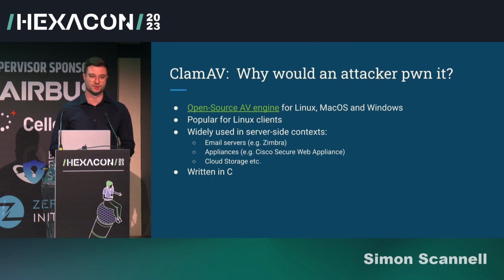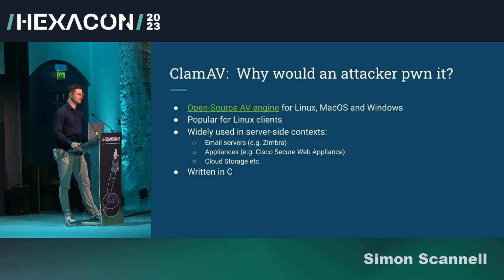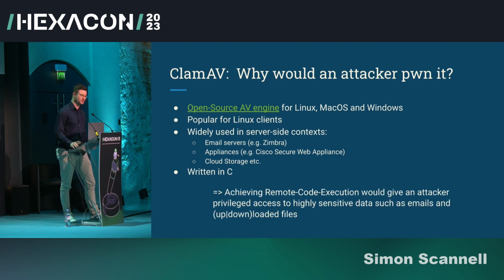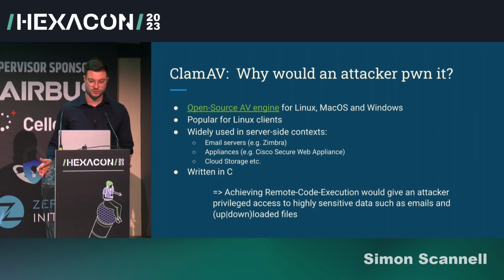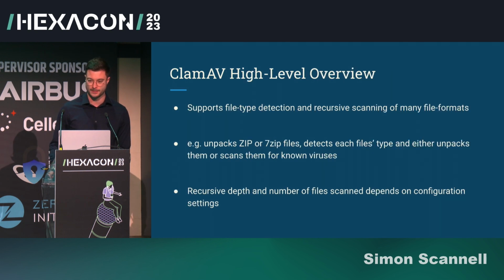And then it's also used in the back end of custom pipelines, for example, cloud storage pipelines or web forms. Anywhere where you can upload a file, it might get scanned by an AV engine before it's finally stored. And it's written in C, which makes it perfect for memory corruption, and that's what we're going to talk about today. So just to summarize, achieving a remote code execution would give an attacker privileged access to highly sensitive data, such as emails and uploaded and downloaded files.